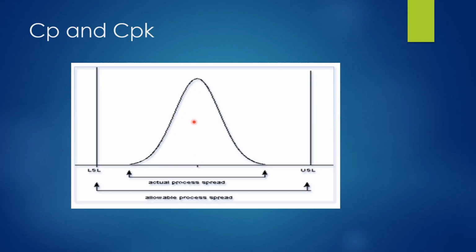CpK will define the centering. This is the center. We can see that this peak is in the center as well as how much it has been spread. So centering means this is the mean. So if we divide it this way, this is centering of the process as well as how much it has spread towards the lower side and how much it has spread to the upper specification side. So we can calculate both the things, centering as well as the spread, by using the CpK value.